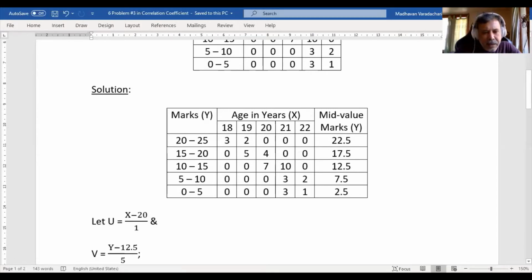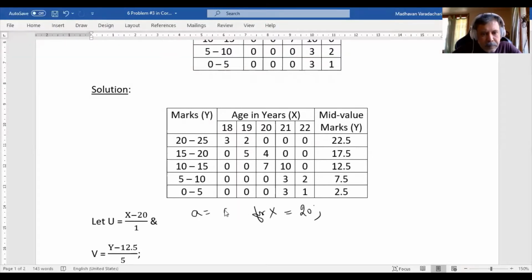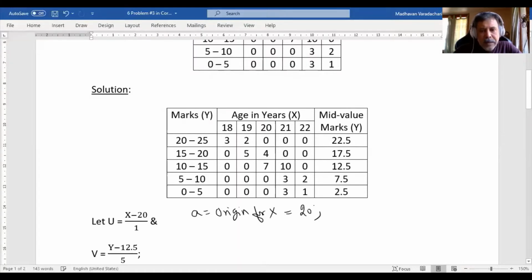That means here we may note we had considered the scale A, which is the scale for x, and that we had considered as 2. And I'm sorry, not scale, I should say it as origin. Origin for x we had considered as 20, and then scale for x we considered it as 1.